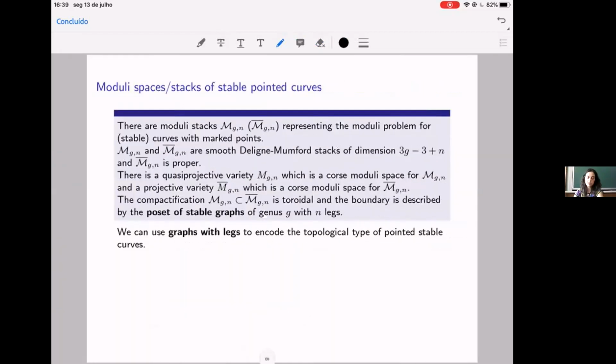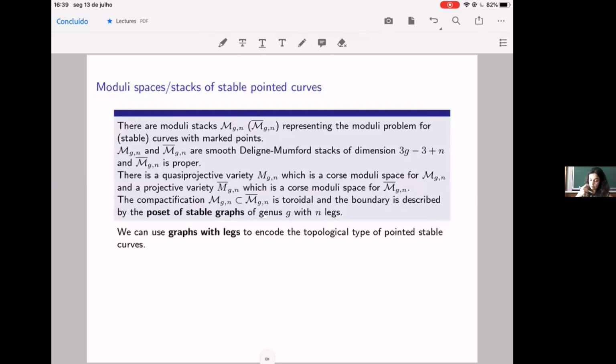Before I go on, I will try to tell you something about the tropical point of view of the boundary. Let me tell you some facts about the moduli spaces, either for the coarse moduli spaces or the stacks. So there are moduli stacks, M_{g,n}, and its compactification. I will use, as usual, this notation: calligraphic letters for the stacks and the usual letters for the moduli spaces.